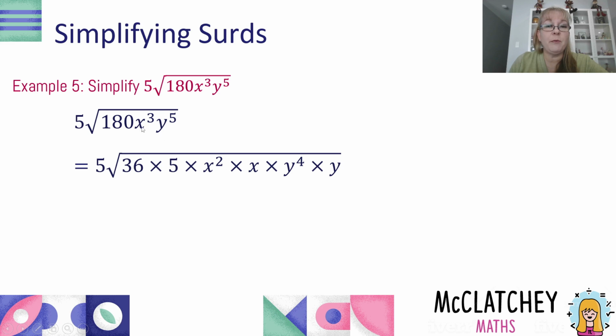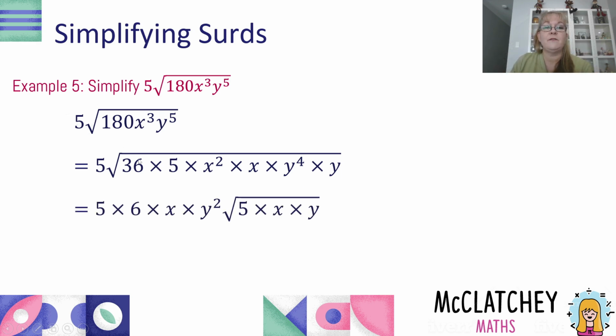Now, I've also broken out the x cubed. X cubed is made up of x squared multiplied by x. And y to the power of 5 is made up of y to the power of 4 times y. This is important. This is where we're going to be using our index laws in a moment. Okay, so let's just do this first part here.